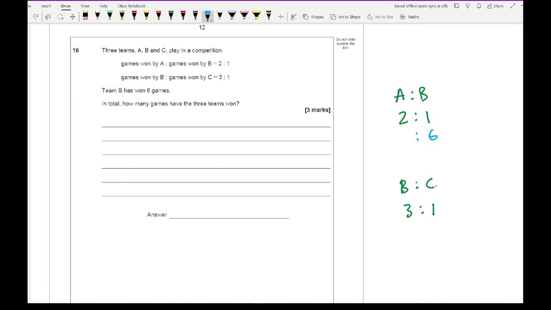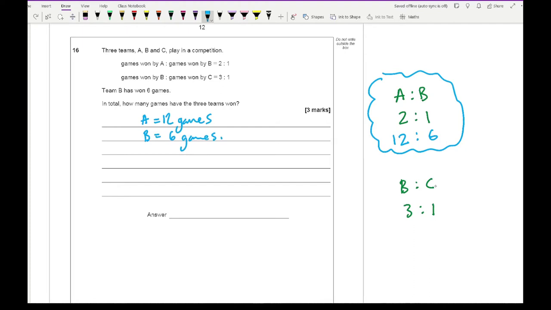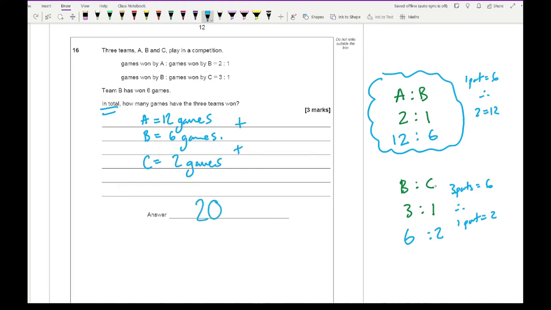So that means that if one part is 6 in this situation, then A must be 12. So A has won 12 games. And B, we've been told, has won 6 games. And to work out C, if B is 3 parts and that is 6, then 1 part must equal 2. So C has won 2 games. Now the question's asked us, in total, how many games have the 3 teams won? Well, all I'm going to do is add those numbers up, and I get an answer of 20.